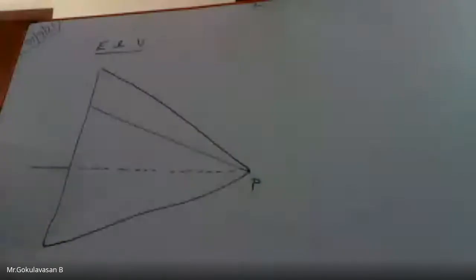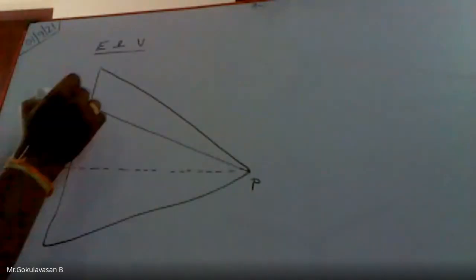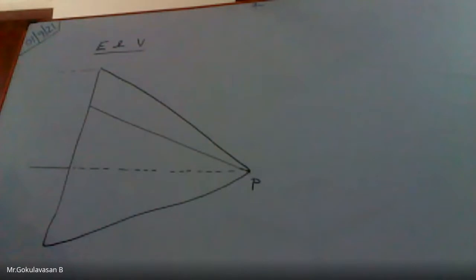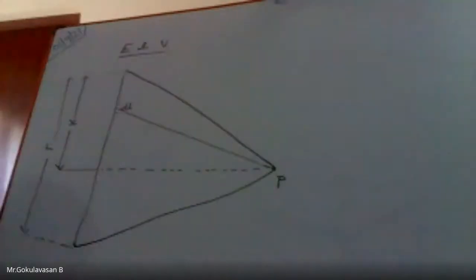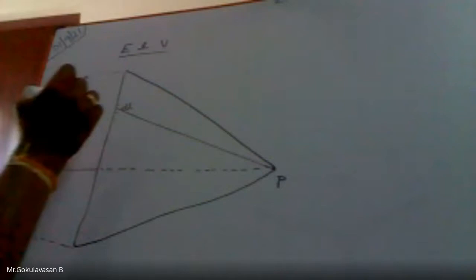Now, this is the total length of the conductor that we have taken here, capital L. And this distance I am taking as x. And I am going to consider a small element here of length dl, at a distance from the top.